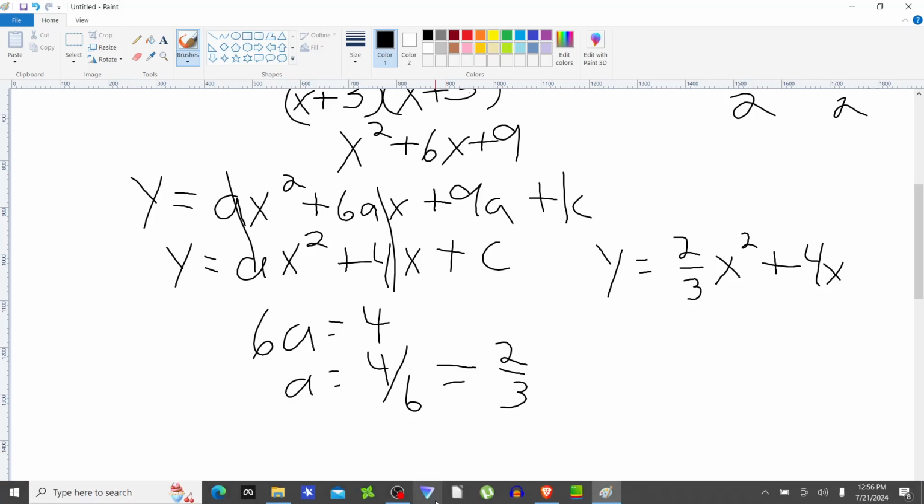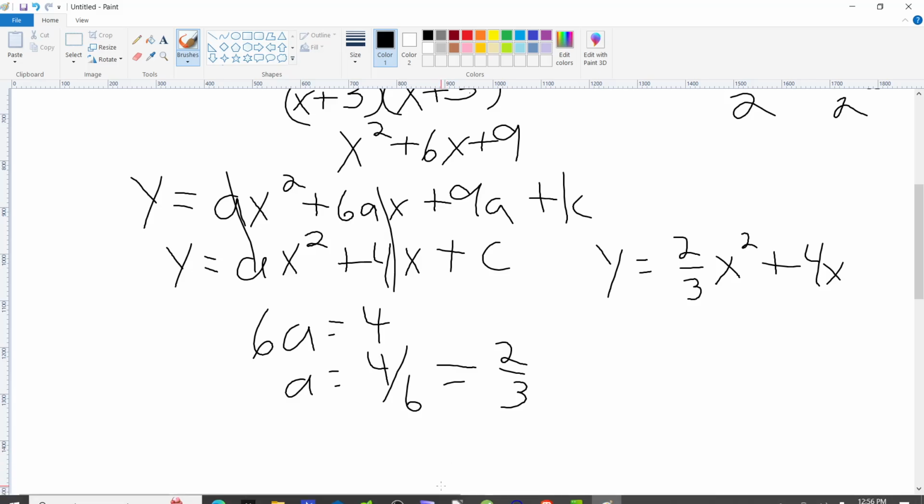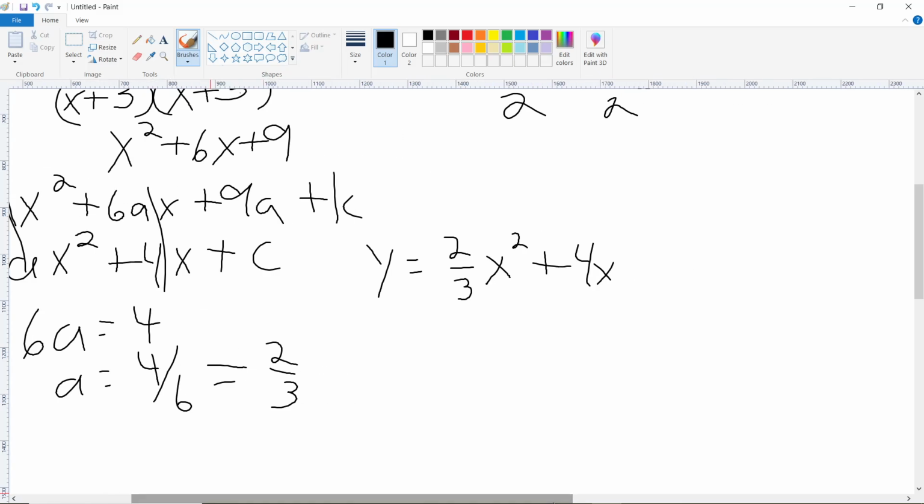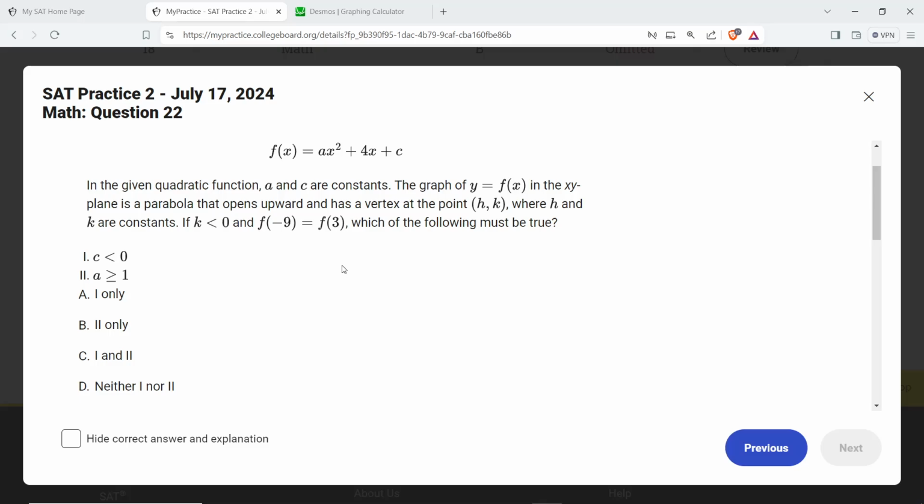Hold on, I gotta move this thing over. Sometimes it's hard to find the little scroll bar. Then 9 times 2/3. Well, 3 goes into 9 3 times. 3 times 2 is 6. So this is plus 6 plus k. If a equals 2/3, then 9 times a is 6. Well, I already know that 2 isn't necessary. It doesn't must be true because a is not greater than or equal to 1. a is 2/3. So 2 is out.